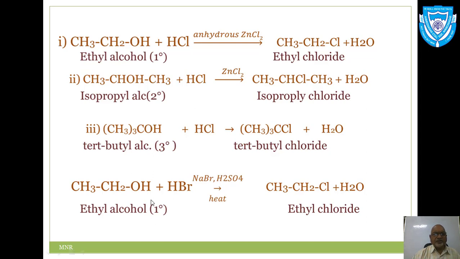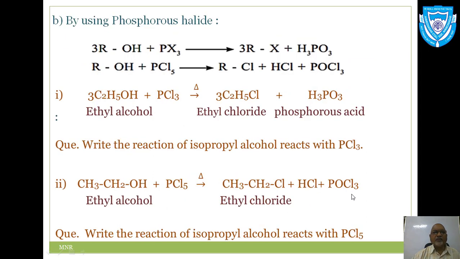If you compare to the bromides, this is ethyl alcohol, primary. We have ethyl alcohol treated with sodium bromide and sulfuric acid on heating. We get ethyl bromide here. Sorry, by mistake it is written Cl, but it should be Br. So here it should be ethyl bromide, CH3CH2Br, plus water.